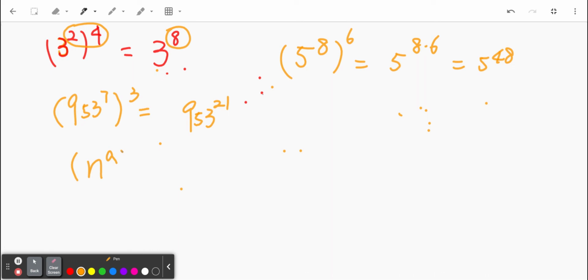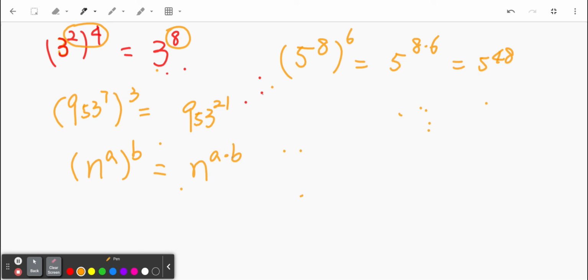N to the power A and then B equals N to the power what? A plus B? A power and power times B, right? Because earlier we've been multiplying exponents, they multiply each other, so N to the power A times B.